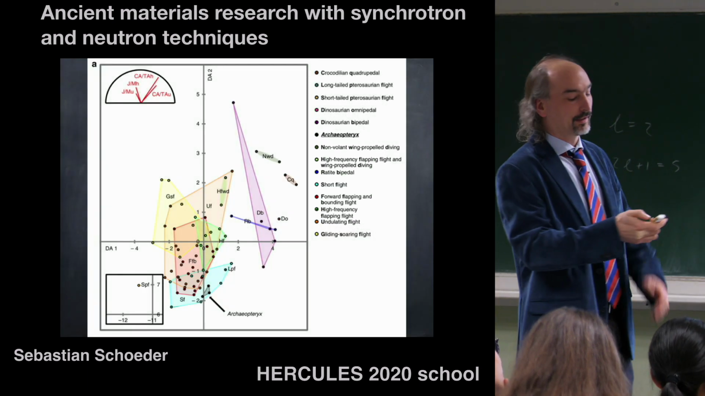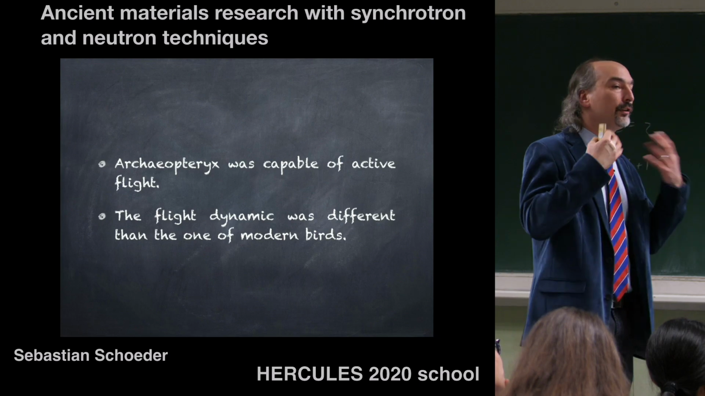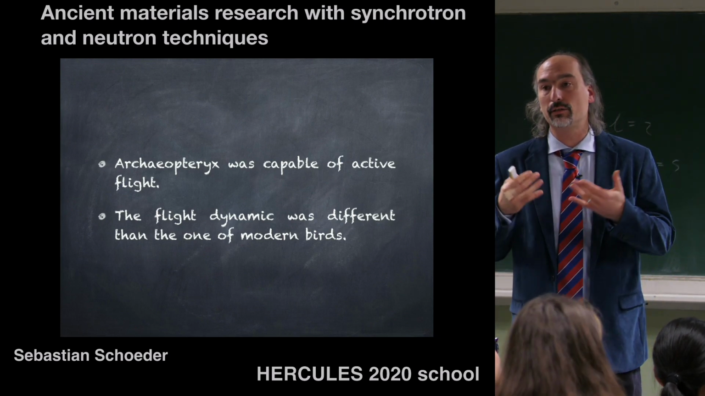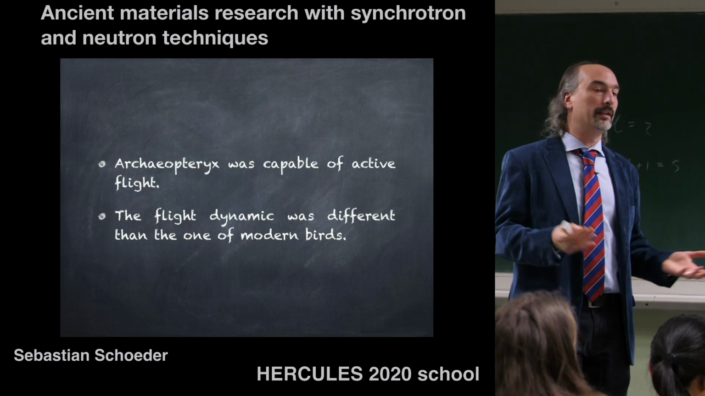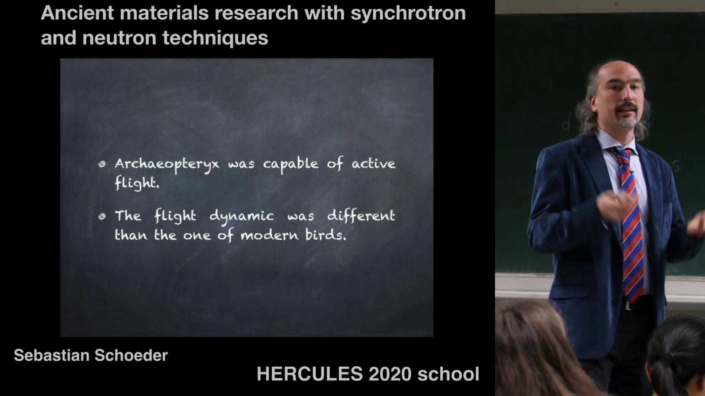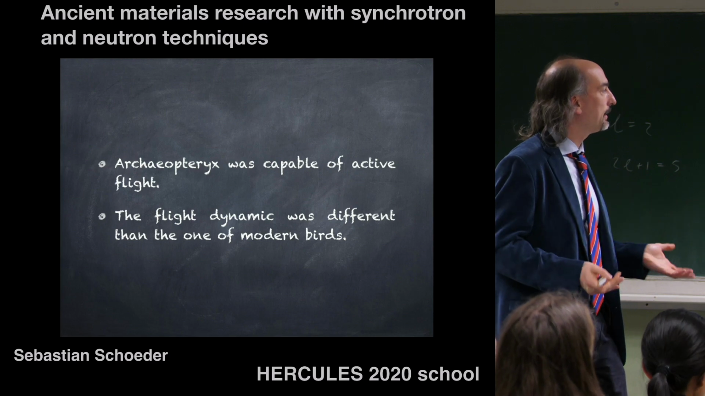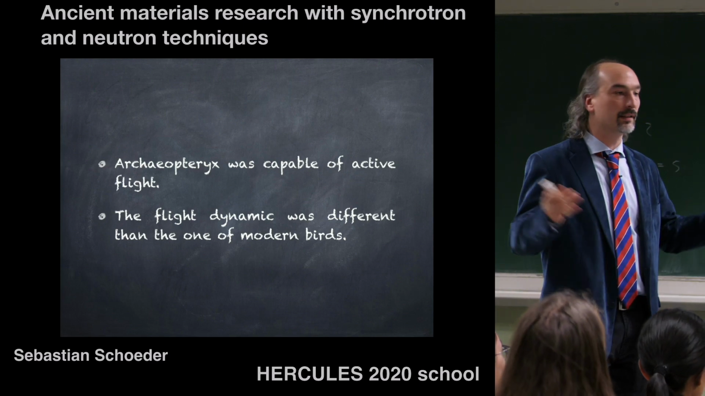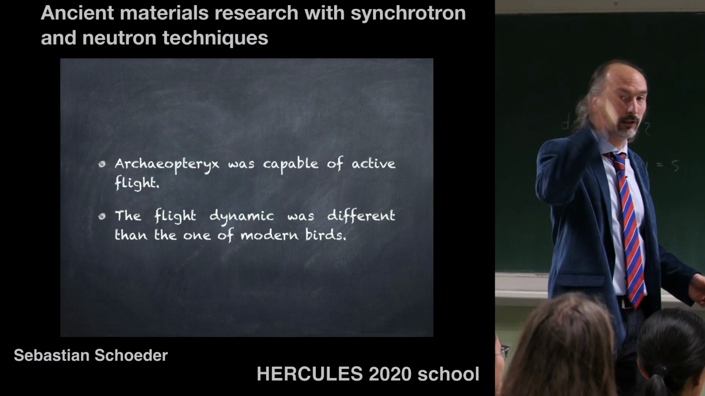So this shows that Archaeopteryx has a lot of physical parameters that are actually very close to other animals that can also do flight. So with the knowledge we have nowadays, it's most probable that Archaeopteryx was indeed capable of powered flight. It means whenever he wanted, he could just flap his wings and take off.